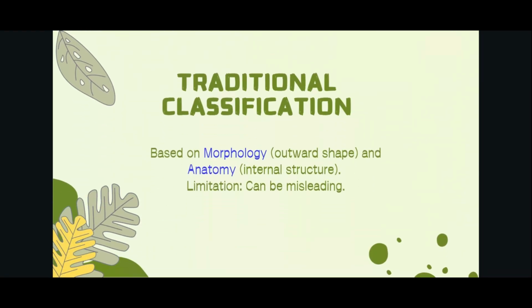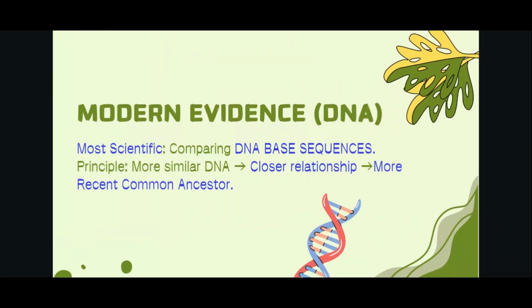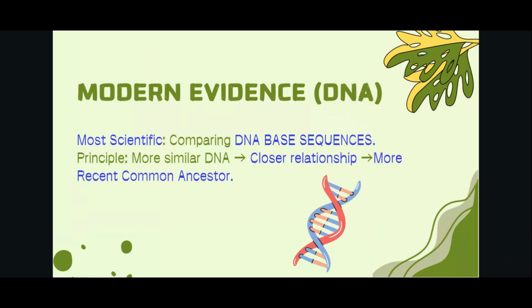Classification was traditionally based on morphology and anatomy. These methods work, but they can be misleading, as similar appearance doesn't always mean close relationship. That brings us to the modern, more scientific method: DNA evidence. The principle is simple. The more similar the DNA base sequence, the more closely related the two species are. This reflects true ancestry, not just appearance.